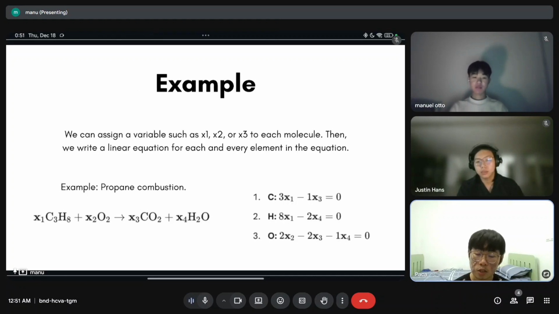Let's look at a real example, the combustion of propane. Here, we have propane and oxygen reacting to form carbon dioxide and water. To solve this, we assign a variable x1, x2, x3, and x4 to each molecule. We then write a linear equation for every element involved.